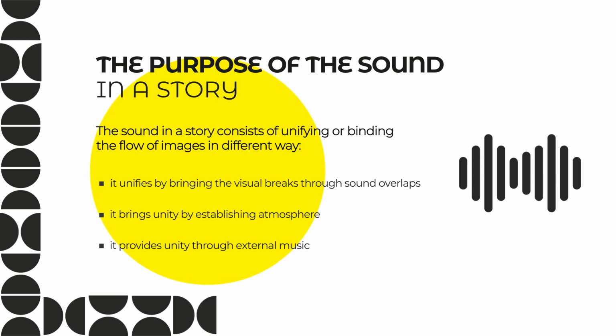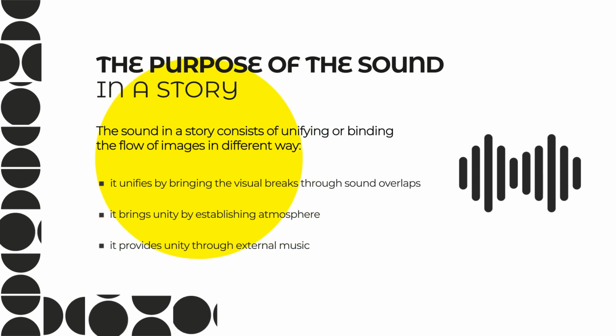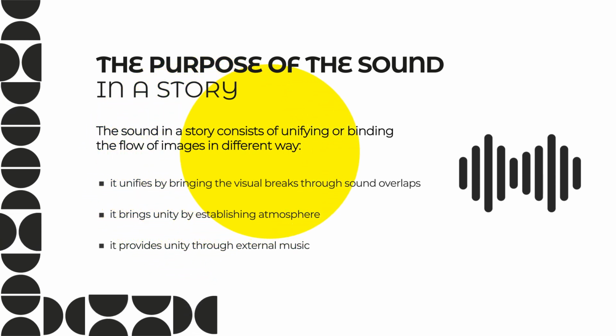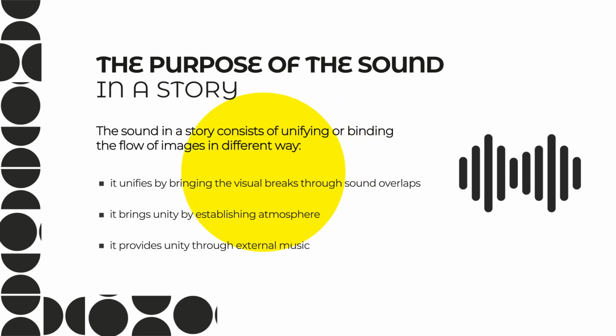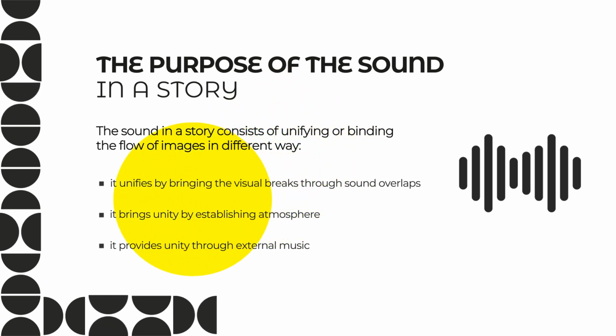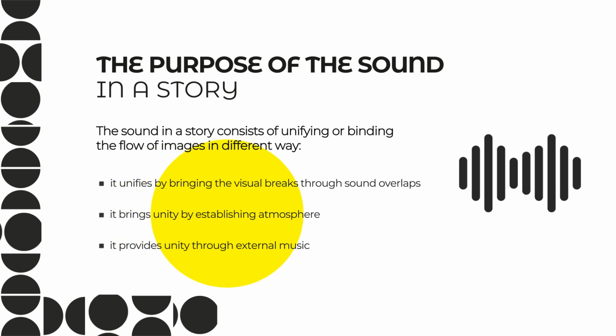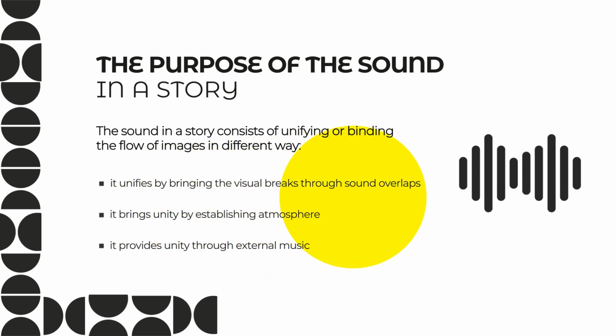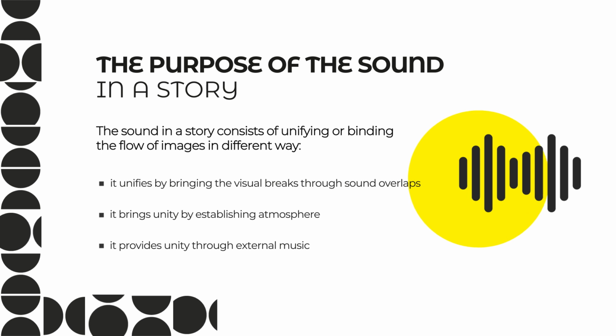One of the most important elements of music in a story consists in identifying or connecting the flow of images. In this way, the story is unified by bringing the visual interaction through audio overlays. It creates a unity by creating the relevant atmosphere. Finally, we think that the external music bends the image.